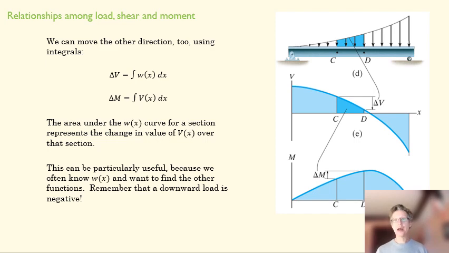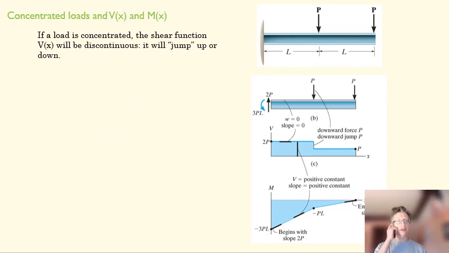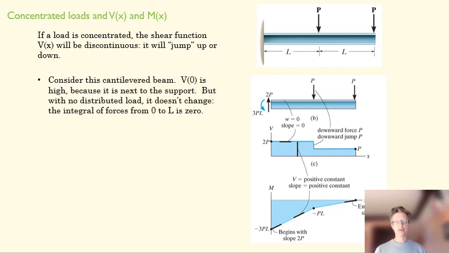Anytime this load is downward, as we pass a load, V is going to go down. If the load is concentrated, it's going to go down really quickly. We're going to get a discontinuous shear function. Okay? So if we look at this cantilevered beam, V0 is high because it's next to the support, right? And we can see that on our plot down here.